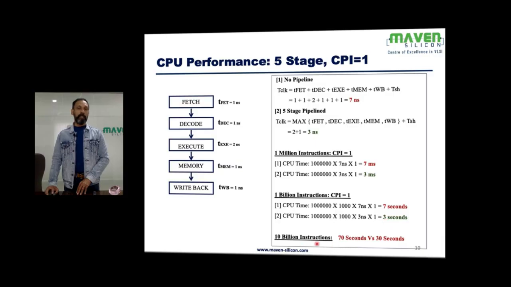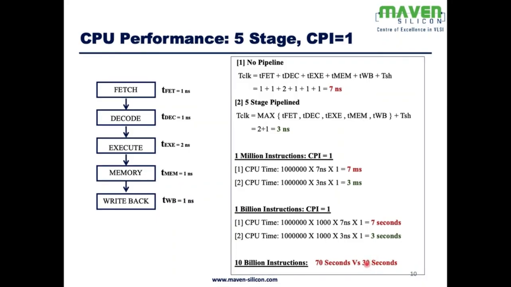If you consider 10 billion instructions, for example, if it is going to be a cloud server, then the comparison could be like 70 seconds versus 30 seconds. The regular processor is going to take 70 seconds, but the 5-stage pipeline processor is going to take only 30 seconds. So both clock frequency and CPI will have a huge impact on CPU runtime.